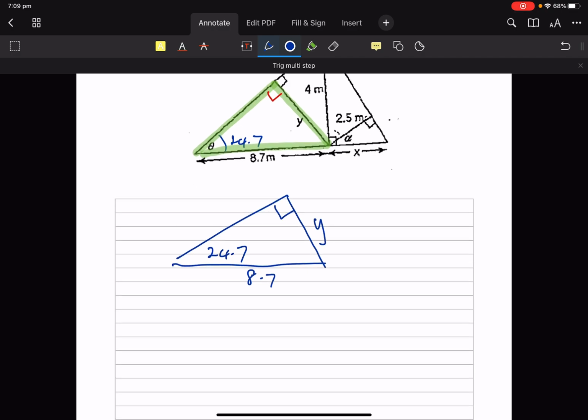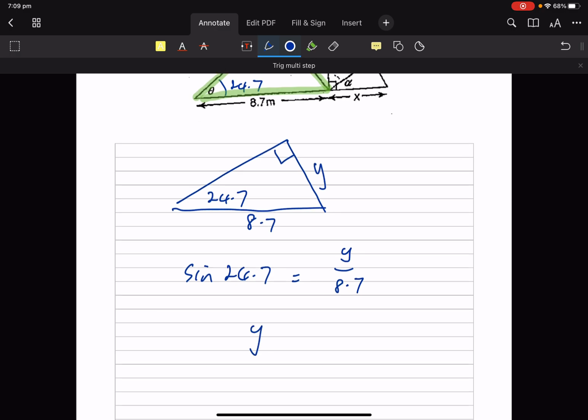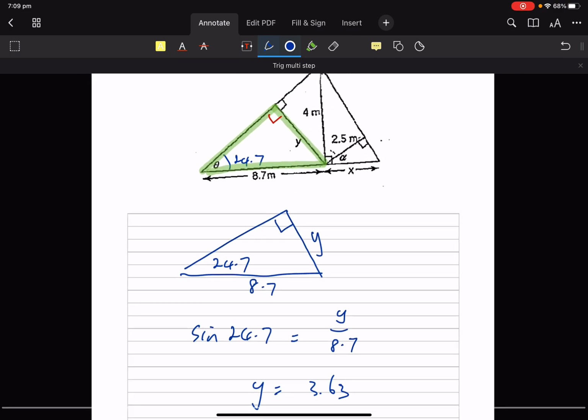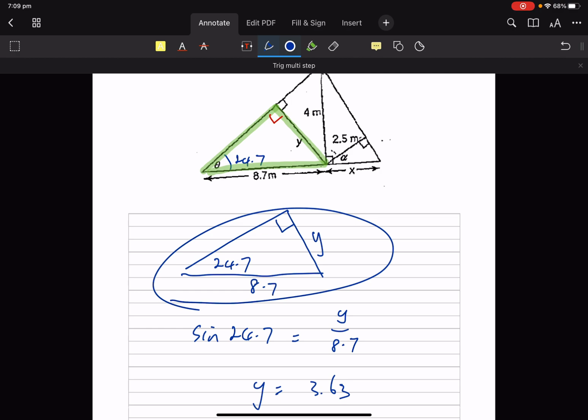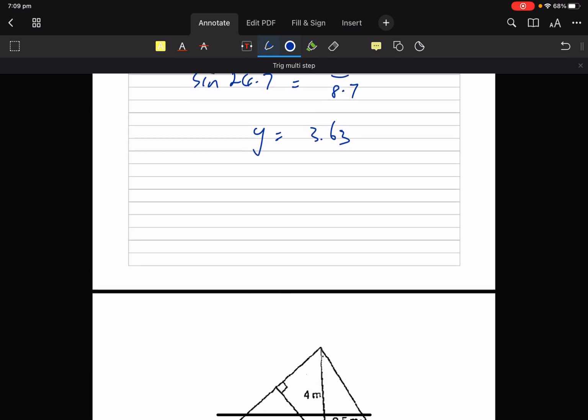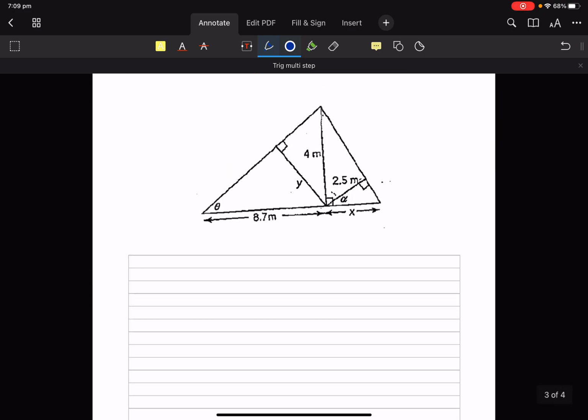So I'm thinking that sine equals O on H, and a handy dandy calculator. Y is 3.63. So I think just pulling that single triangle out and uncomplicating the diagram and just going step by step is the way. And I'm just going to keep going, because I'm gradually filling in the things that I don't know, I guess.